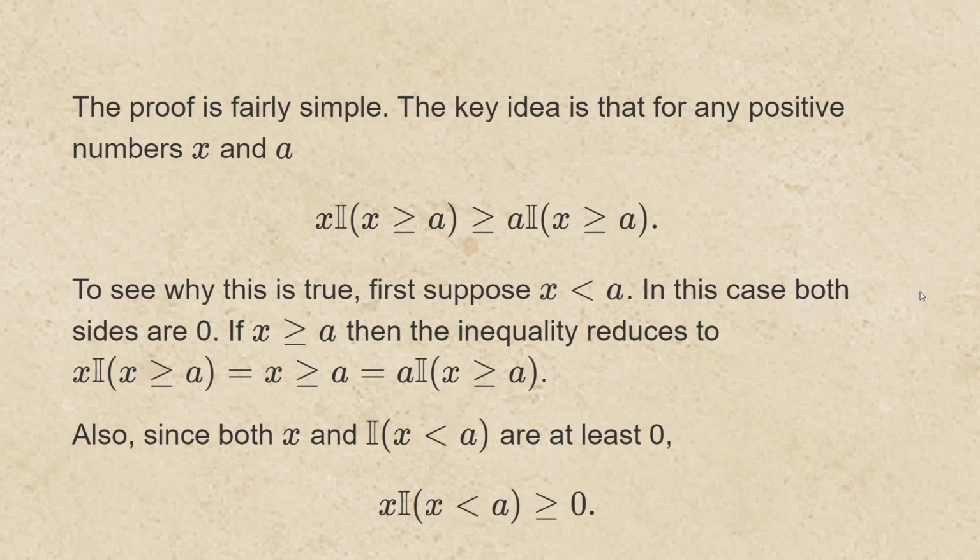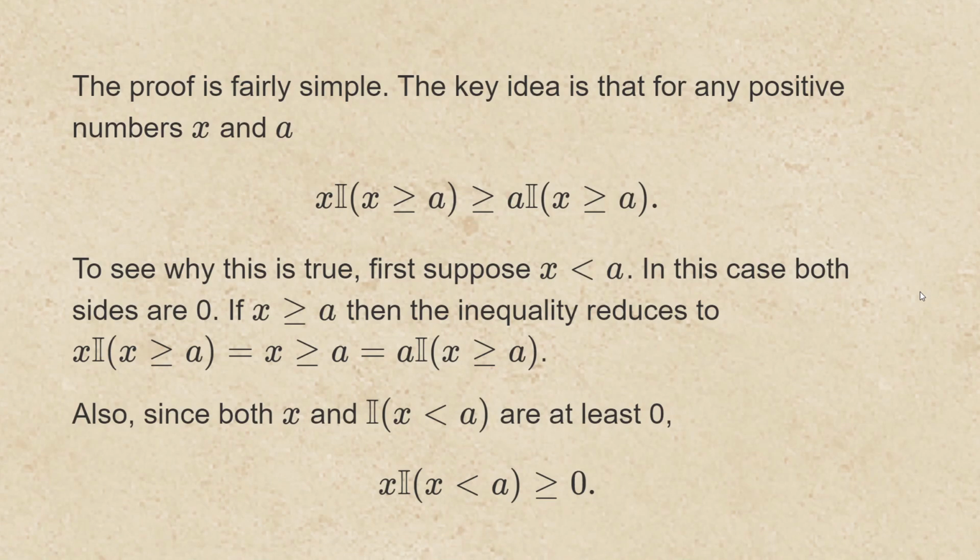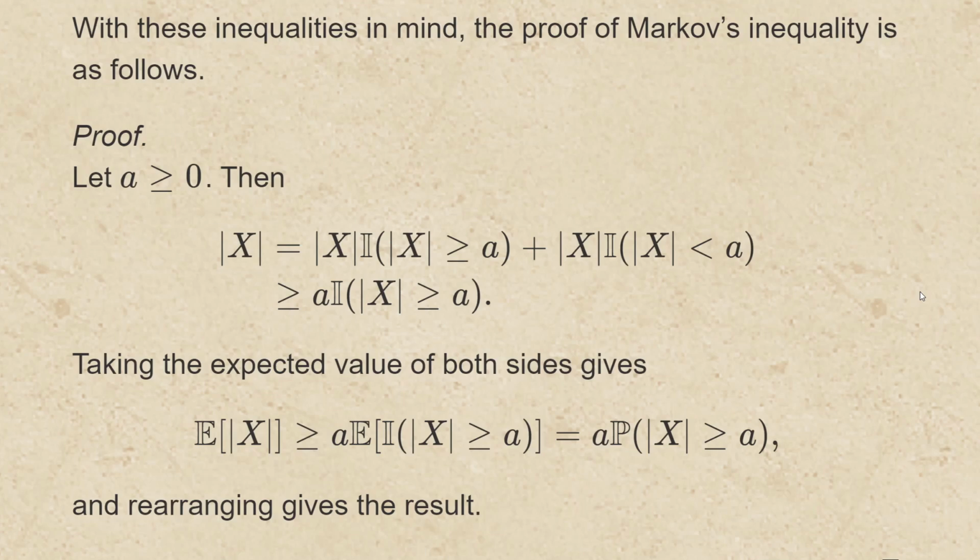If x is greater than or equal to a, well, then the indicator functions are both 1, and we just have the inequality x is greater than or equal to a. Now also, since both x and the indicator that x is less than a are at least 0, the product x times the indicator that x is less than a is also greater than or equal to 0. With these inequalities in mind, the proof of Markov's inequality is as follows.